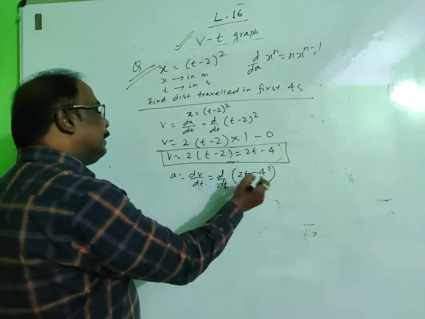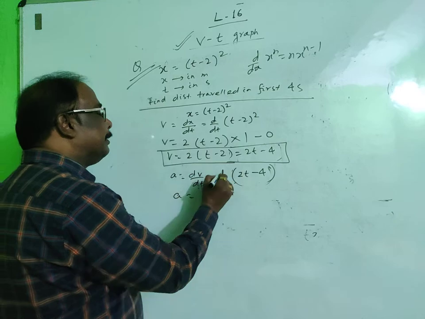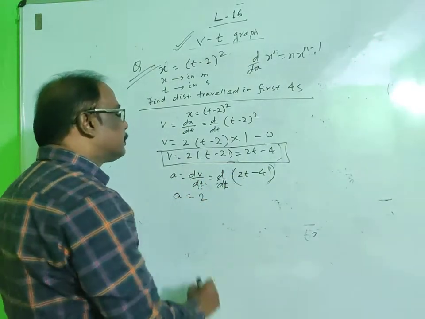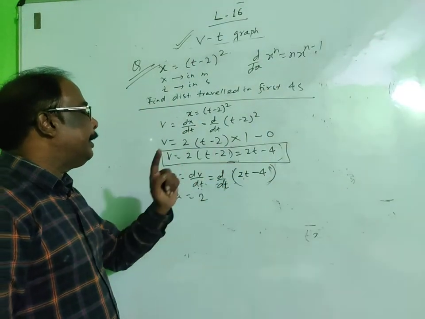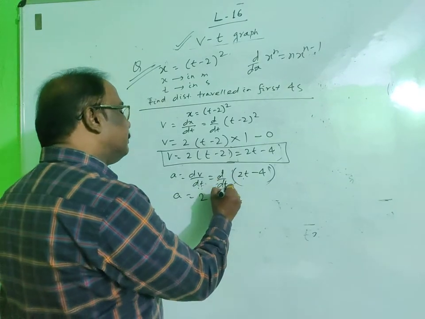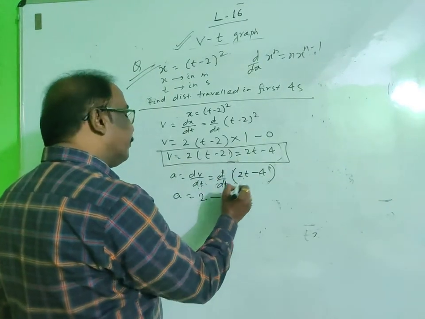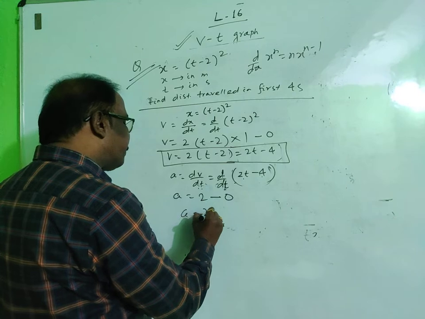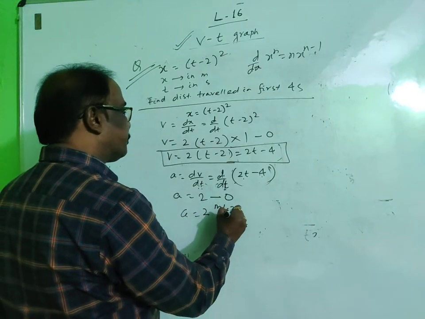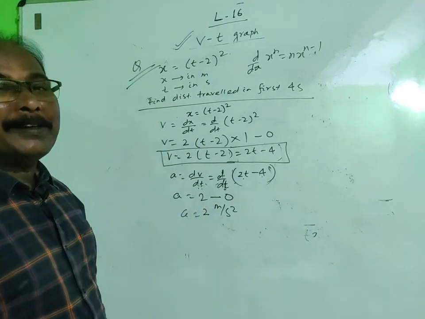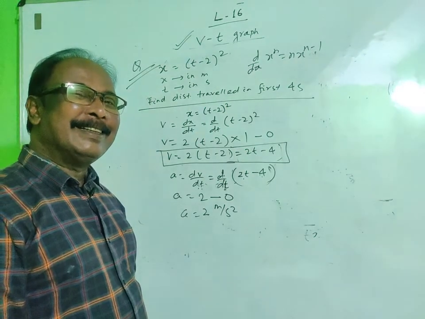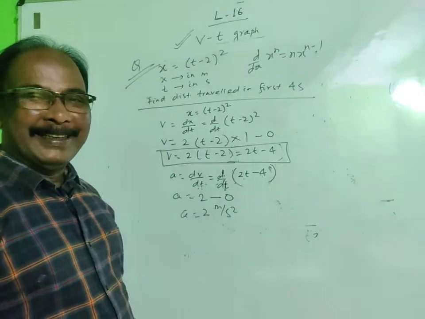Then let's differentiate again. d by dt of 2t, 2 is constant, bring it out. d by dt of t is 1, minus d by dt of 4, which is 0. Then acceleration is 2 meter per second square. Acceleration is 2 means acceleration is constant.